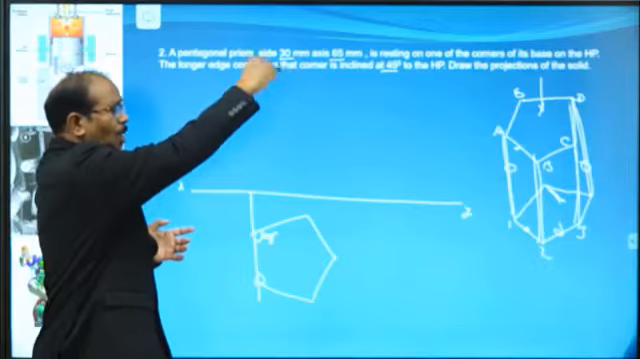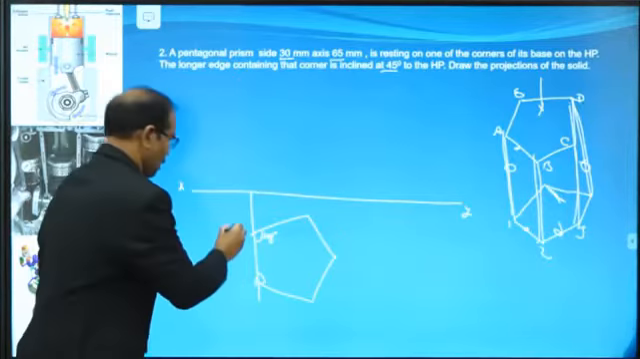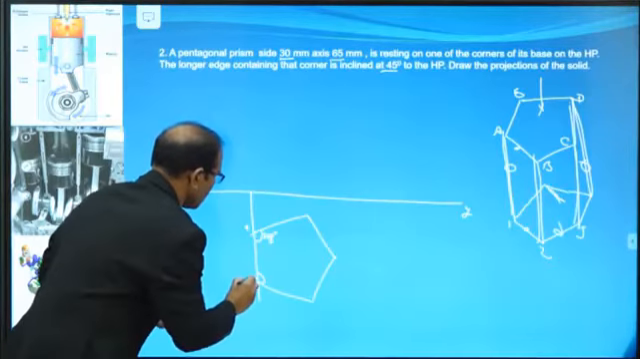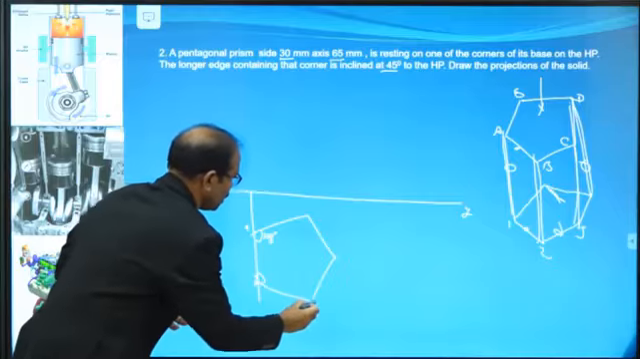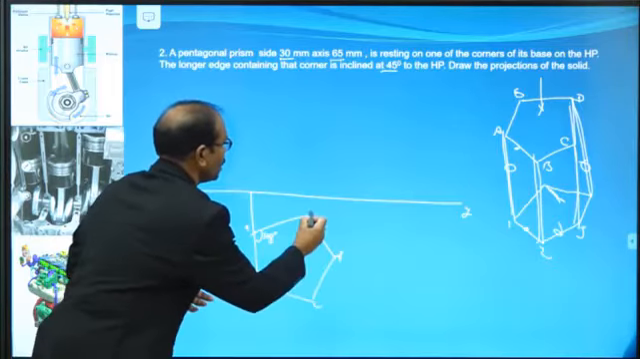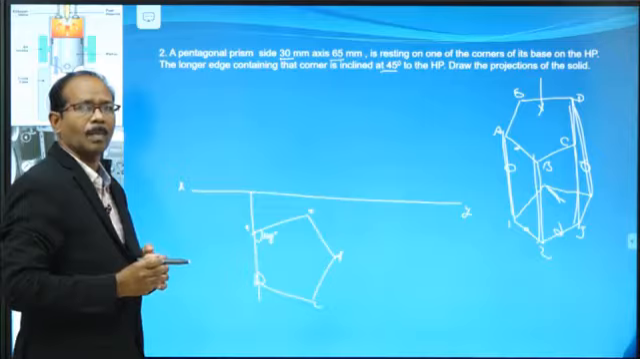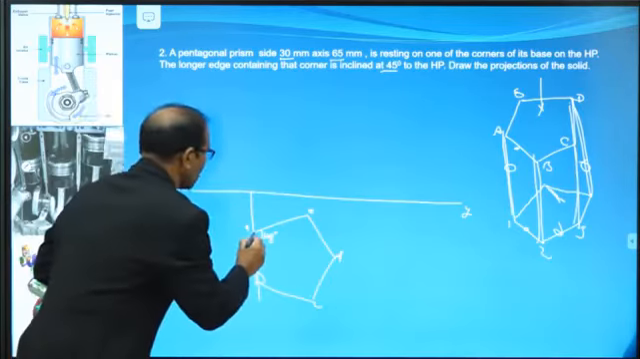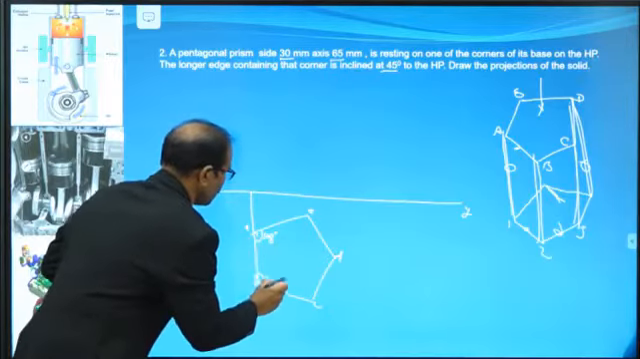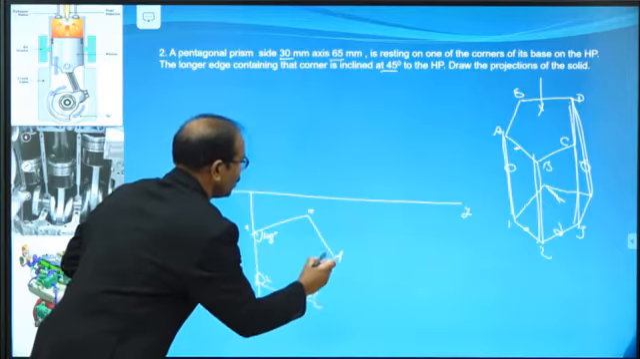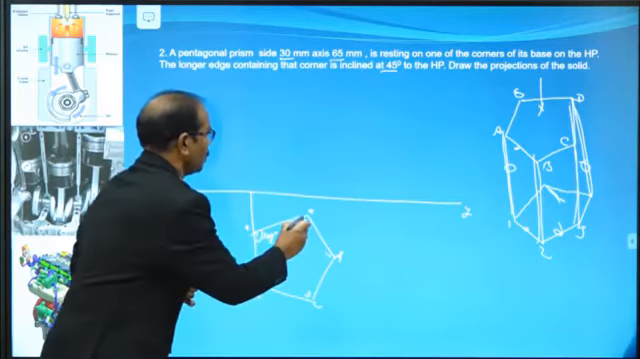Naming it. Naming means top face A, B, C, D, E. Again 1, 2, 3. Give inside 1, 2, 3, 4, 5.